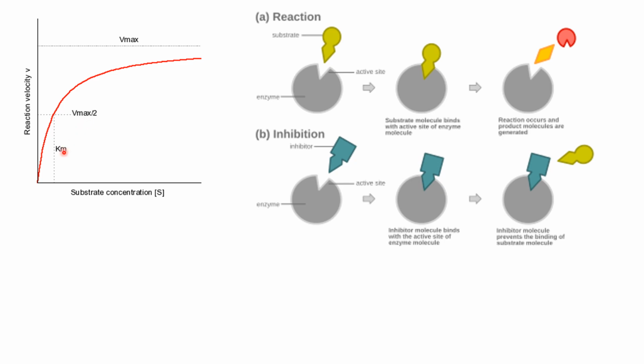Now in competitive inhibition, the Km value increases because you need more substrate to reach the maximum velocity, as there is competition between the substrate and the inhibitor. So in competitive inhibition, Vmax is not going to change, but Km increases.